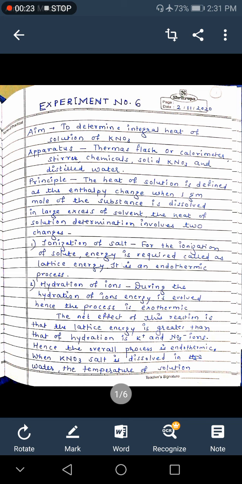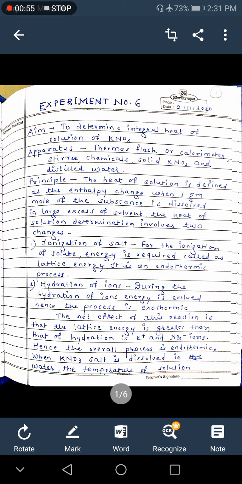The principle behind this experiment is the same as the previous one, where we determined the heat of solution for KNO3. In the previous experiment, experiment number 4, we carried out that practical in two parts. One part is to determine the water equivalent of the thermos flask. The same part we are going to repeat here.